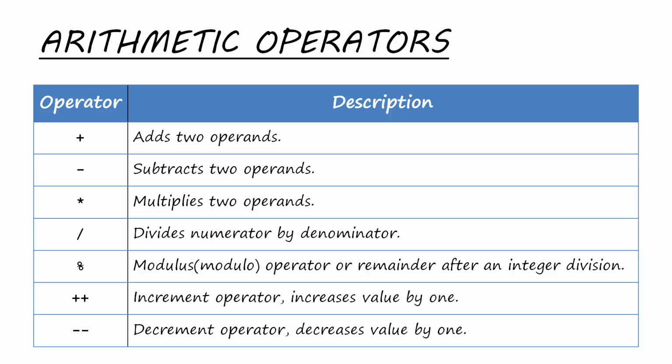Arithmetic operators are of different types. These are addition operator, subtraction operator, multiplication operator, division operator, modulus operator, increment operator, and decrement operator. The first four are very common and you use them in mathematics, so you know them. The fifth one is the modulus operator. It is used for storing the remainder after an integer division. For example, if you divide 5 by 2, then it will store 1, which is the remainder after the division. Increment operator and decrement operator will be discussed later.